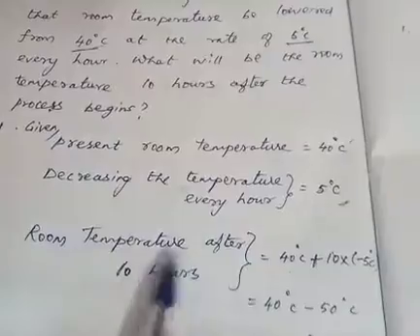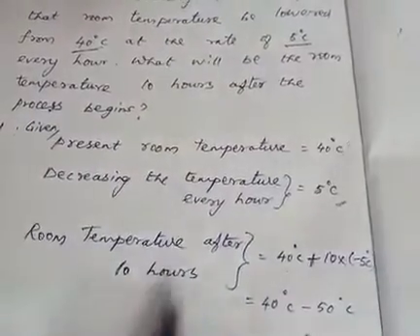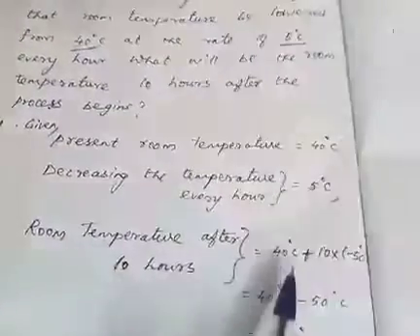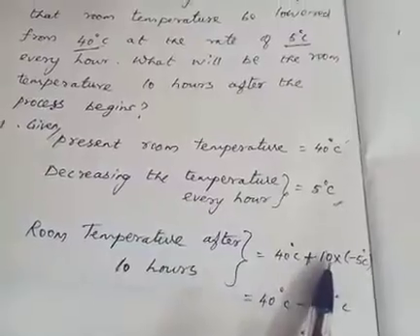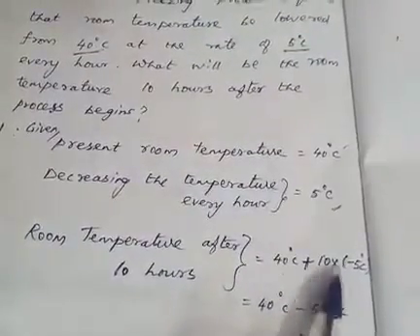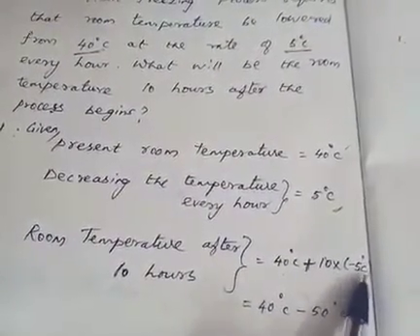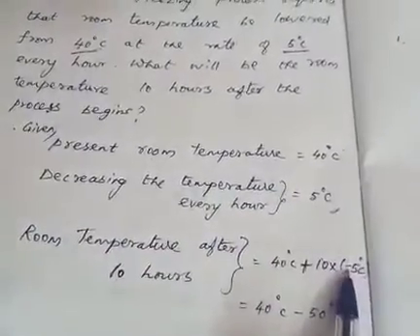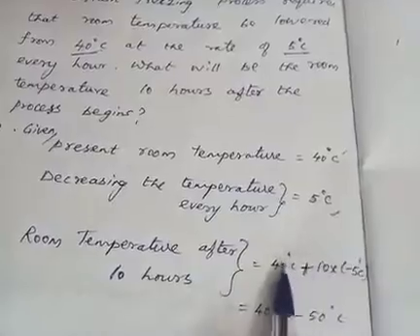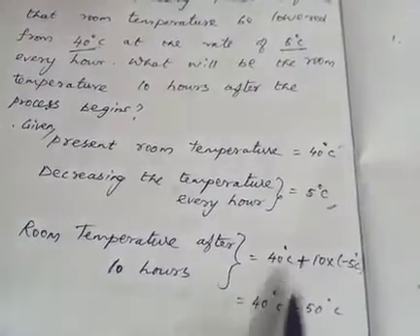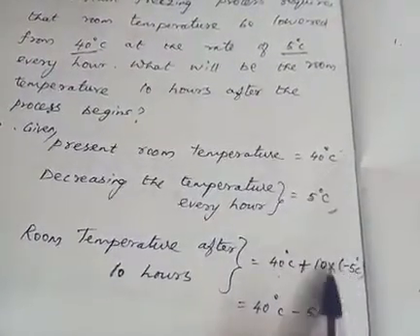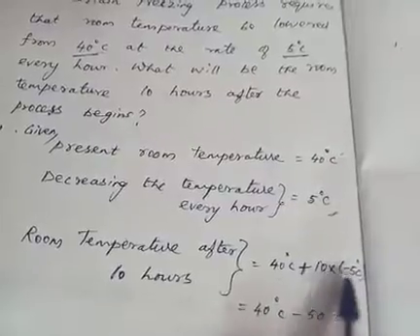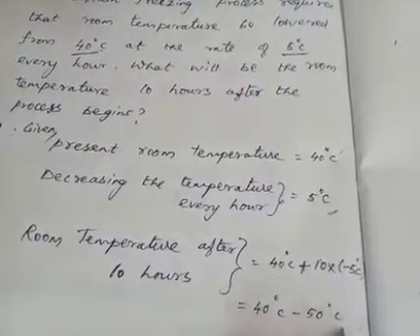Now the room temperature after 10 hours is: the present room temperature is 40 degrees Celsius plus 10 hours, so 10 into minus 5 degrees Celsius. Minus 5 degrees Celsius means decreasing. So 40 degrees Celsius plus 10 into minus 5. 10 5s are 50, plus into minus is minus, minus 50 degrees Celsius.